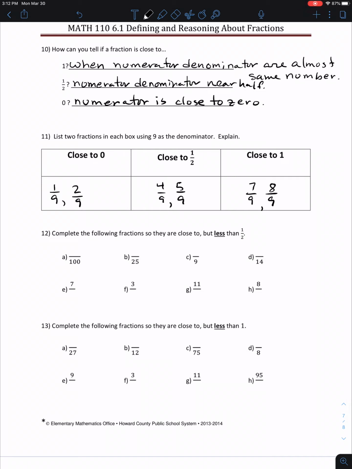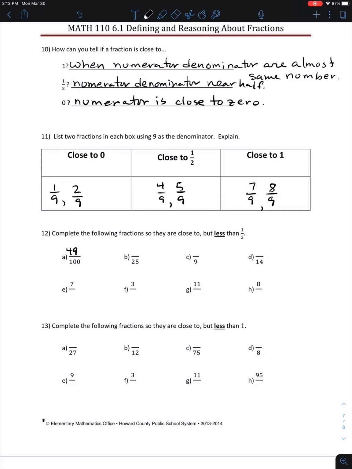So now let's look at number 12 here. Again, we're doing the same thing, but what we're doing is trying to pick a number that's going to give us something that's close to 1/2 but less. And then for 13, we're doing the same thing, close to 1 but less than 1. So in this case, if I looked at 12a, 50/100 would actually give me exactly 1/2. So if I wanted to be close to 1/2 but a little bit less, I'd want to choose something like 49 in that case. And so again, I'll let you finish the rest of those.